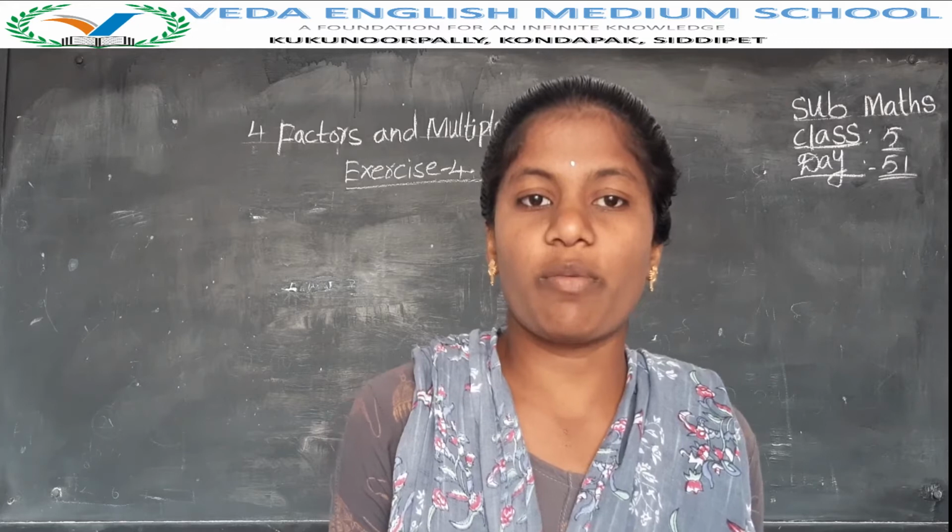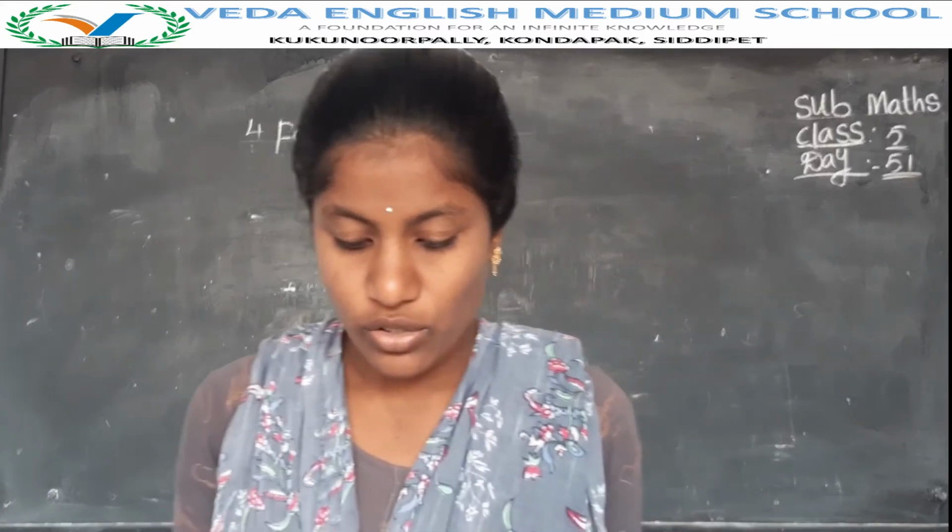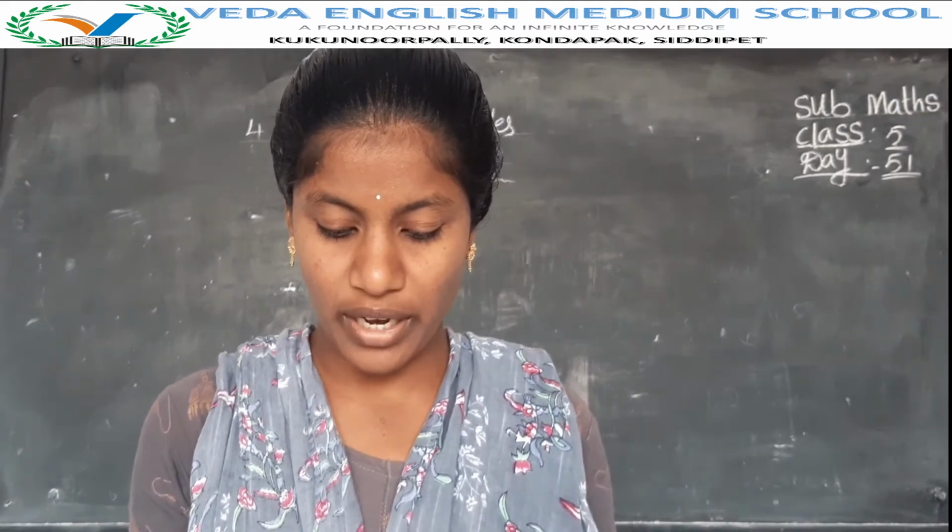HCF means highest common factor. So today we will learn how to find the HCF by using 4 digits. You have to complete your homework up to 9 problems.